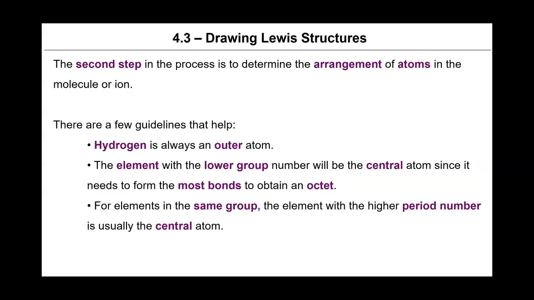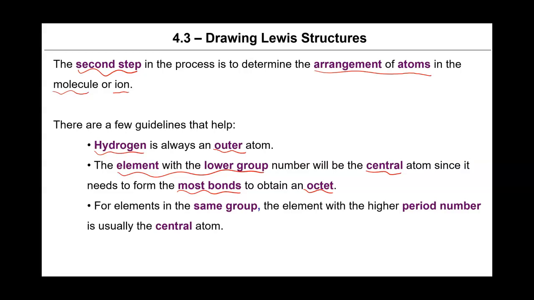The second step in the systematic procedure for drawing a Lewis structure is to determine the arrangement of atoms in our molecule or polyatomic ion. There are a few guidelines that help. Hydrogen is always going to be an outer atom. The element with the lower group number will be the central atom, since the lower a group number that an atom has, the more bonds it will form in order to obtain an octet.